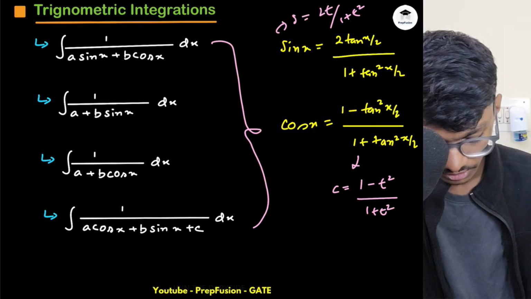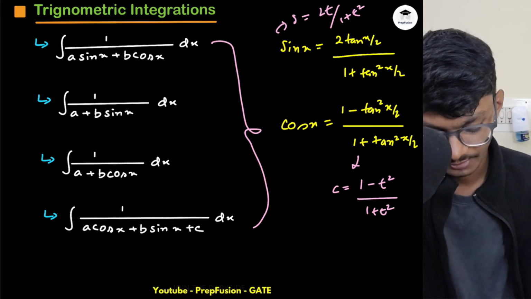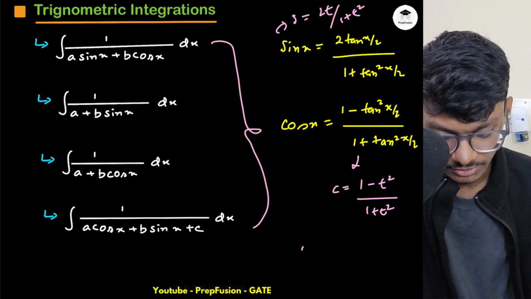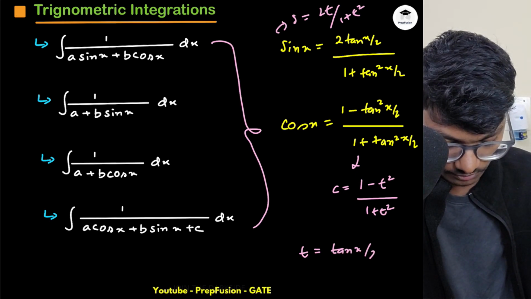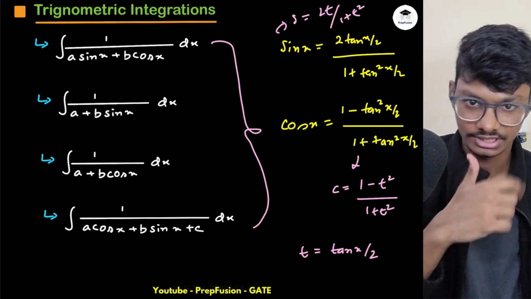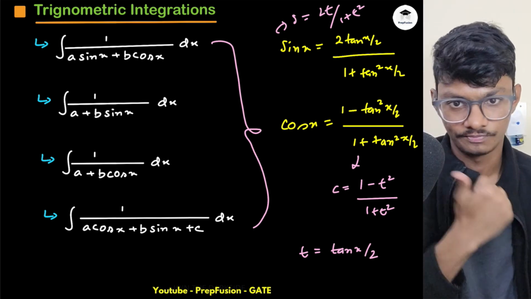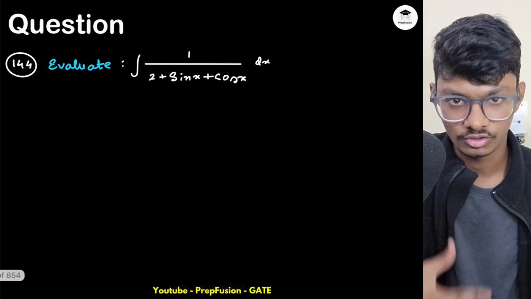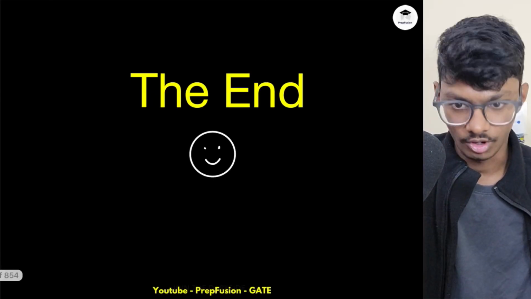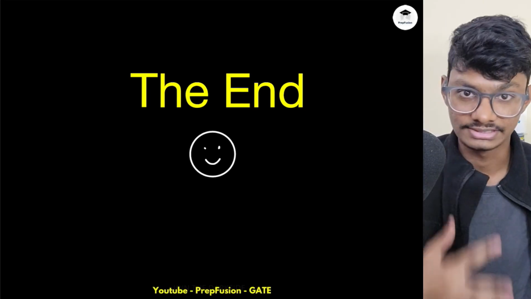Then you replace t with tan x by 2, and you know what dt is? dt is half into sec square x by 2 into dx. So that's how you solve this basically. I have given you an example, try to solve this, and in the next lecture I'll solve all of these questions. Don't worry. So yeah, this is the end of this lecture.